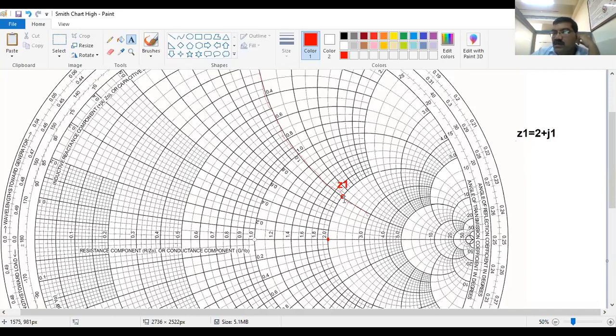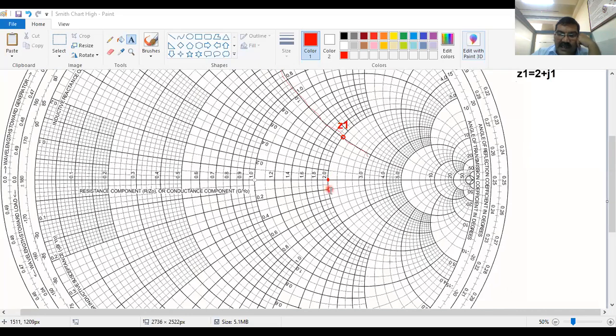So this is 1. Plus 1 will go up, and if it is minus, then it will go down. If I have 2 minus 1j, where is 1? Here is the 1. So 2 minus 1j, here will be any other impedance which has 2 minus 1j. Okay, so we will go accordingly.